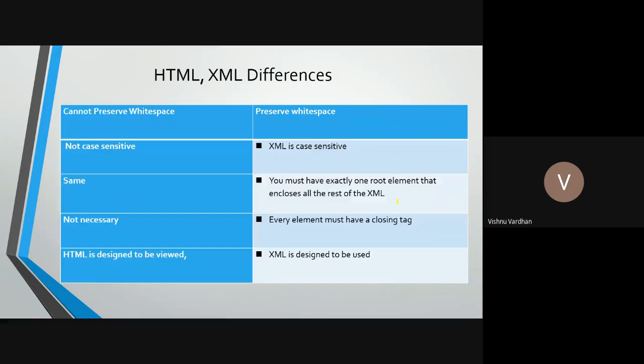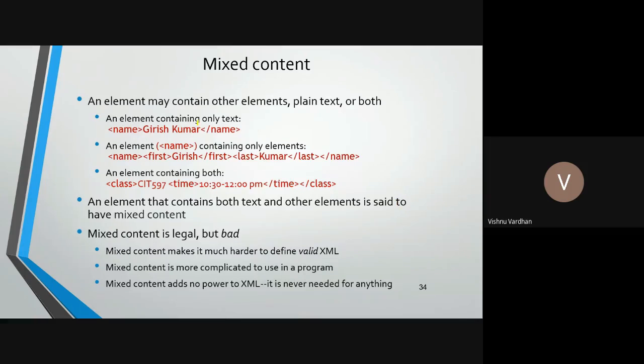Okay, I will explain this slide, then we can stop for today. An element may contain other elements, plain text or both. An element can be like this, it can be like this, and you can design an element like this too. So what is the difference? You can see and understand. The first one is a simple element, the second one is a complex element. Complex in the sense that it contains sub-elements, multiple elements in that way.